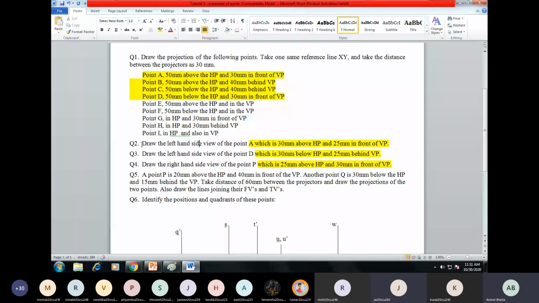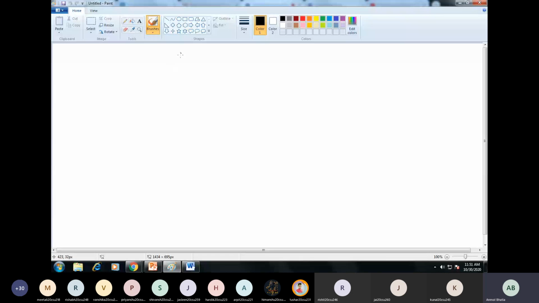Question number 2 says that we need to draw the left hand side view of point A, which is 30 mm above HP and 25 mm in front of VP. So initially we will be making the front view and the top view. You have already made the front view and the top view, I think. All of you have made the front view and the top view of question number 2. Yes, sir. Okay, so I'll just be making it again in order to draw the side view.